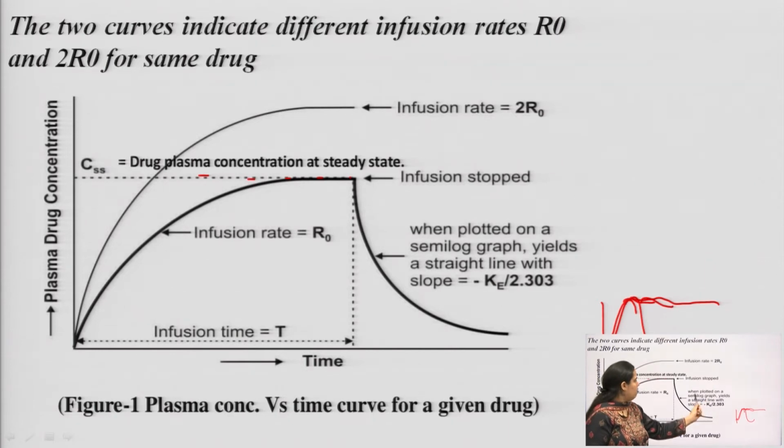When plotted on a semi log graph, the data yield a straight line with slope KE divided by 2.303. So, when we use a semi log graph to plot this particular data, we observe a straight line with that slope. This is the infusion time, and this is the infusion rate, and basically this is the plot style we get generally for IV infusions.